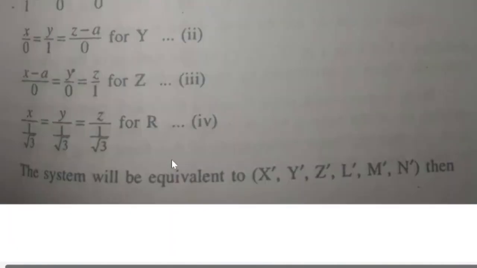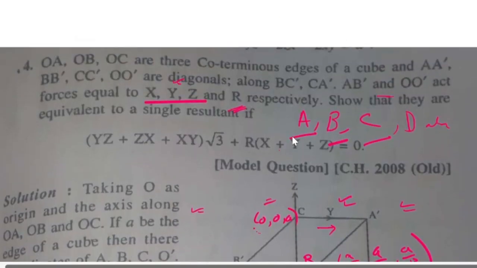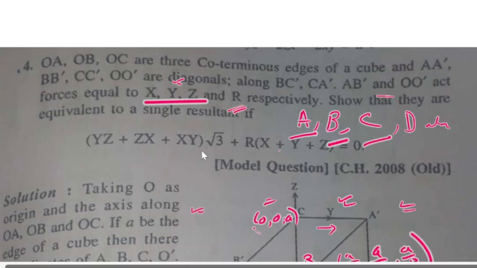Let us read the question, complete the question. Show that they are equivalent to a single resultant if this condition holds. This is what we are supposed to prove. So if we are reduced to a single resultant, recall back the theory, any system of forces is reduced to a resultant and a couple. Now for this sum they are saying it will be only a single resultant. That means there will be no couple, once you can show this condition is satisfied.